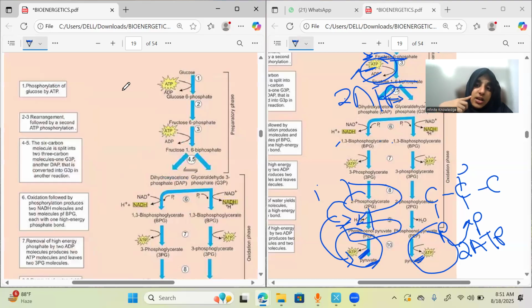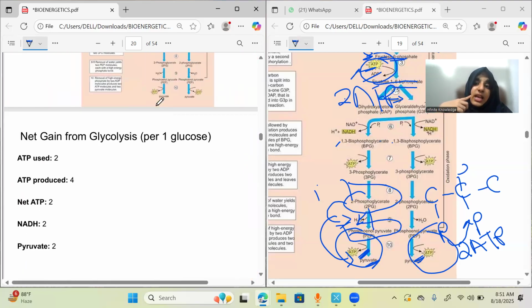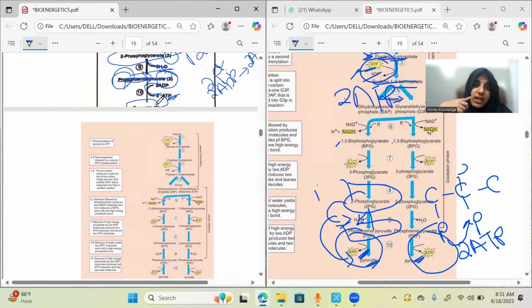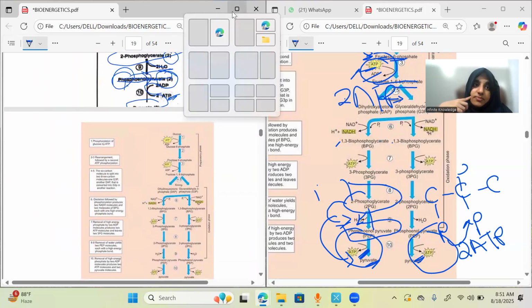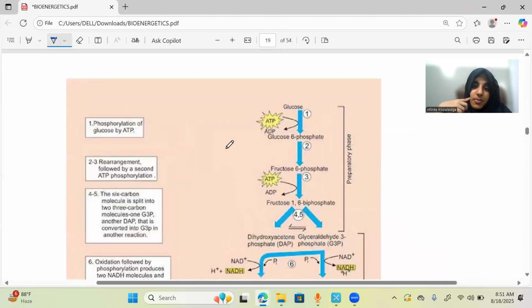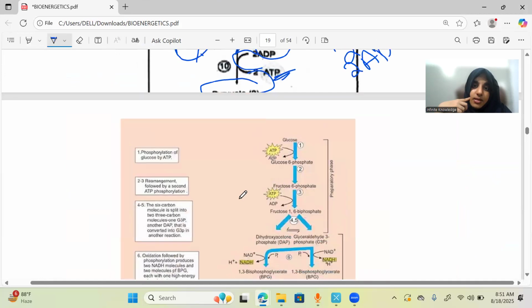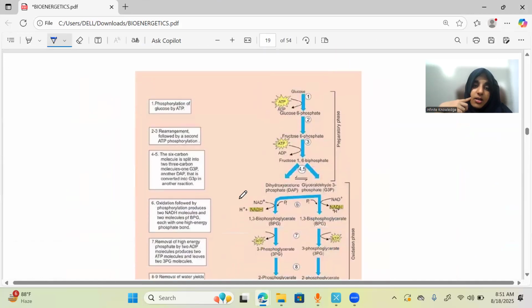So this is just the same diagram as we just discussed. Now, what is the net gain from glucose? As you see over here, let me just, yeah. Okay.